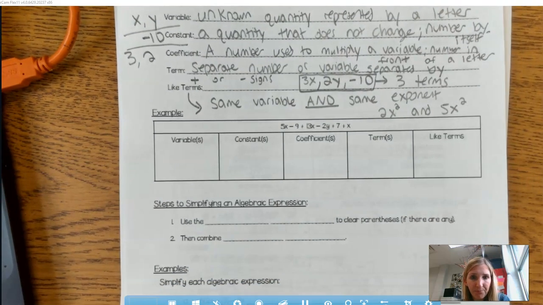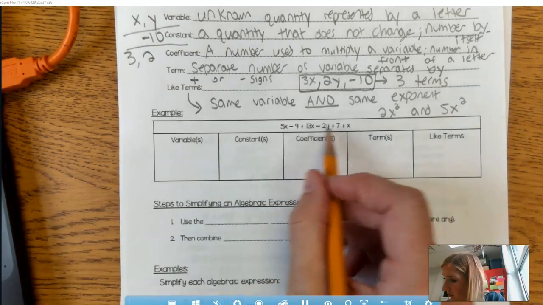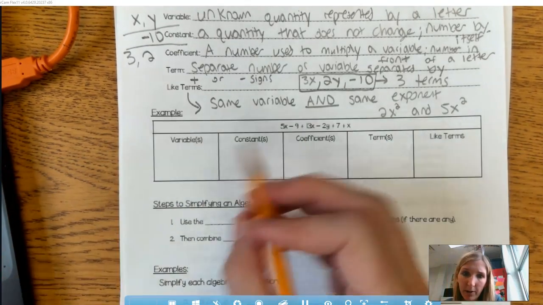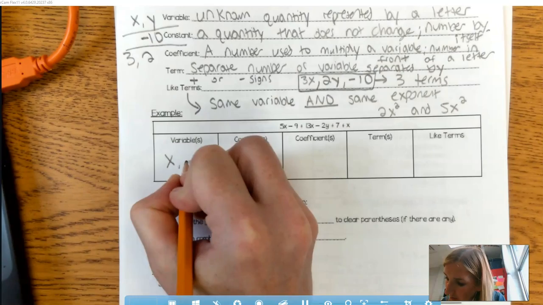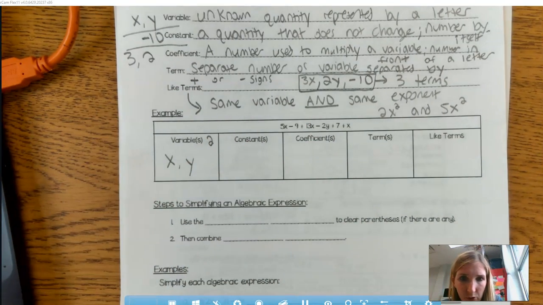All right. So here's our example. Let's go ahead and identify each vocabulary term. So variables, let's go ahead and list them out. So variables are the letters. So looking at this, I only see two variables. I see an X and a Y. So I'm going to write 2 in the corner because there's two variables. All right, how many constants do you see? And what are they?